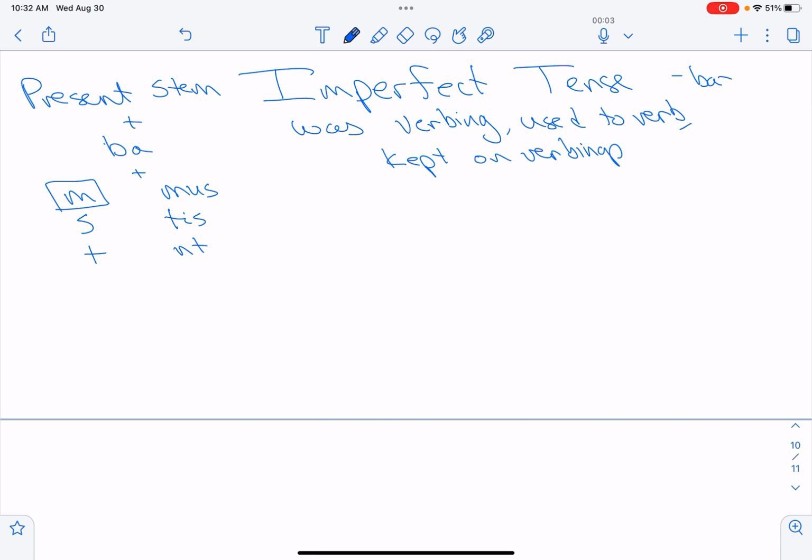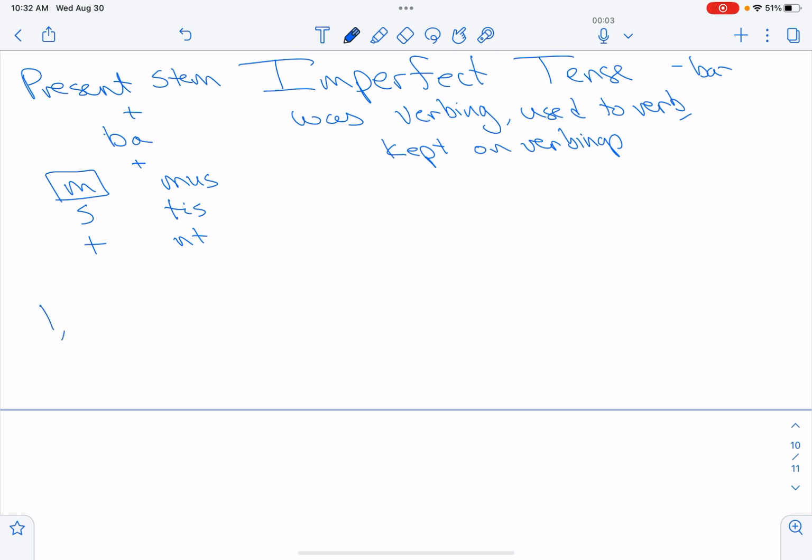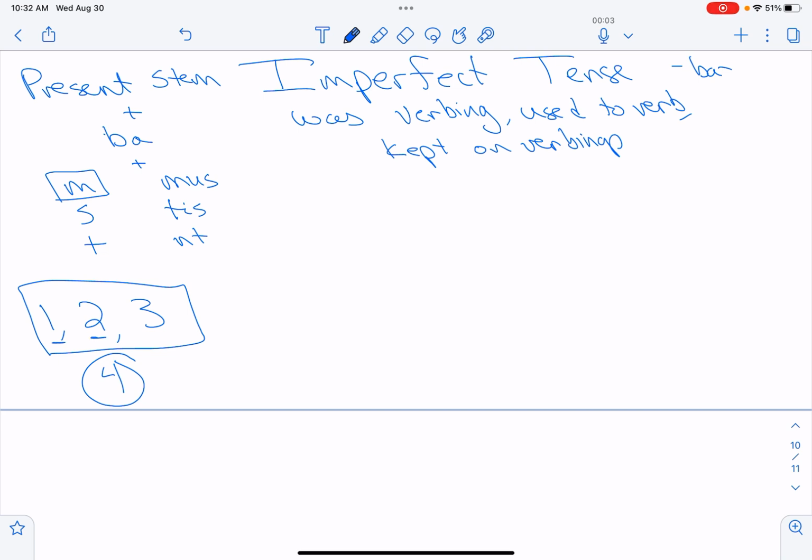And I'm going to tell you right now that first, second, and third conjugations, this is all you need to do. So there is no weirdness in the third conjugation in the imperfect. You take the stem, you add the BA, and then you add the endings. For the fourth, you're going to just add a letter. So for the sake of efficiency, I'm going to do a third conjugation and a fourth conjugation verb. And you just need to know that first and second is going to behave just like third. So let's make our friendly chart.